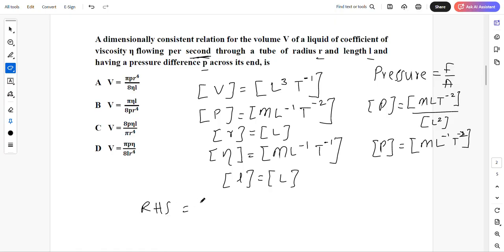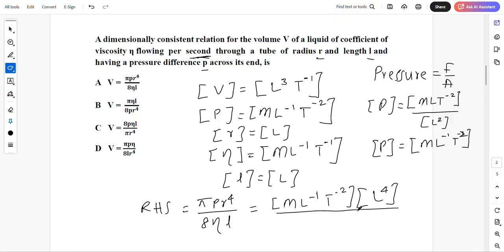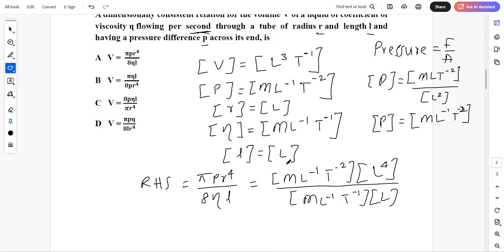That is pi into P into r to the power of 4 divided by 8 eta L. Pi by 8 is a constant. Okay, it does not have any dimension. This is a dimensionless quantity, the dimension is 1. That is equal to P, pressure, how much we got? M L to the power of minus 1 t to the power of minus 2. R to the power of 4 means L to the power of 4, divided by eta, M L to the power of minus 1 t to the power of minus 1, into length L.